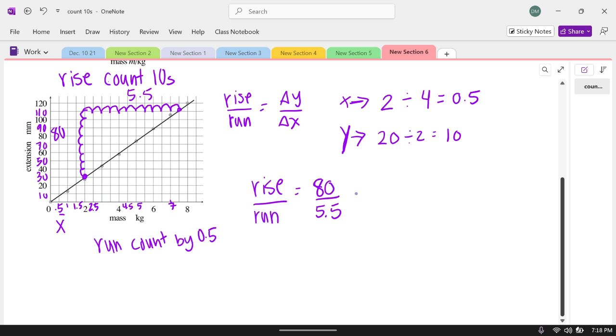So now my last step is to take 80 and divide it by 5.5. This is going to equal 14.55.